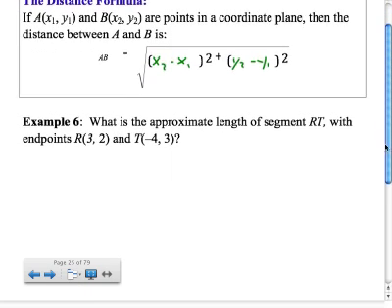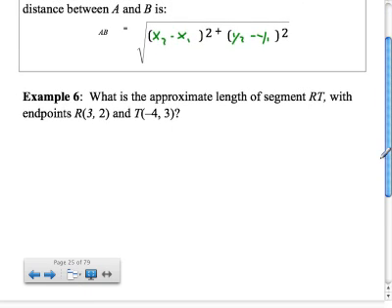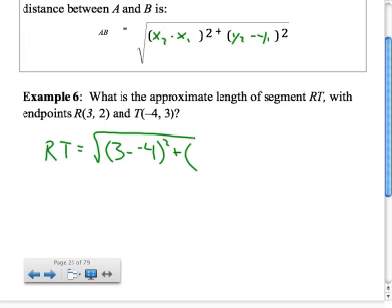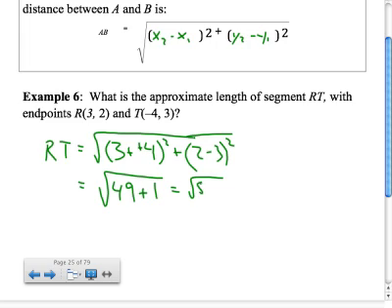So in example 6 here, when I want to find the approximate length, I'm going to say RT equals square root, subtract your x's, 3 minus -4 squared plus 2 minus 3 squared. That's the square root of 7 squared, which is 49, plus 2 minus 3, which is -1, squared is 1. So it's the square root of 50. That would be the exact answer, square root of 50 units. The approximate would be the decimal.